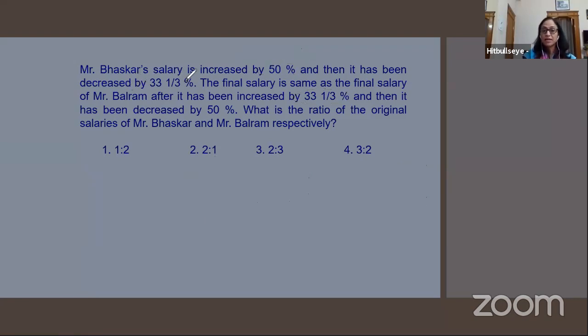The question was, Bhaskar's salary is increased by 50%. I need to have a reference point. Where do I start from? The entire question is running in percentages. And remember, the shortcut that I told you was, if your entire question runs in percentages, that's correct, Preeti, you must start with 100 rather than X. So I will start with taking Bhaskar's salary as 100 rupees. So I consider that Bhaskar's salary is originally 100. Now it is increased by 50%. So how much does it become now?